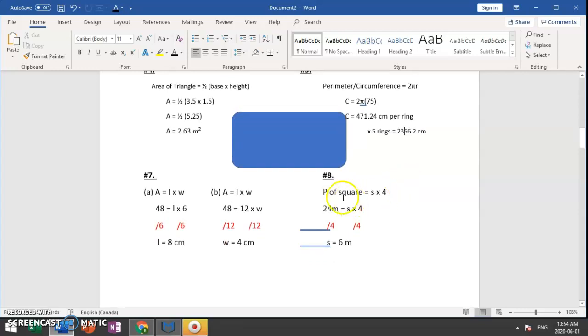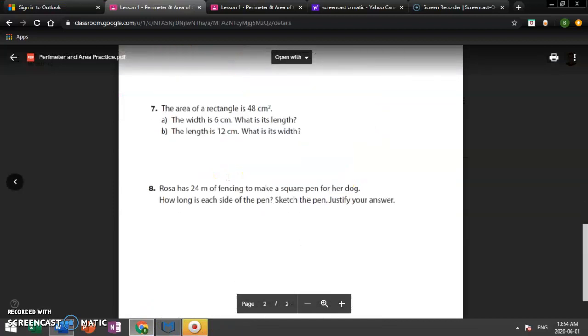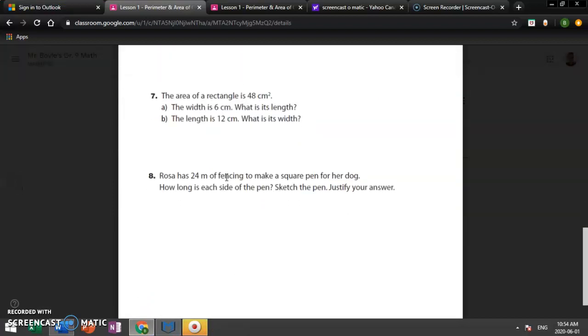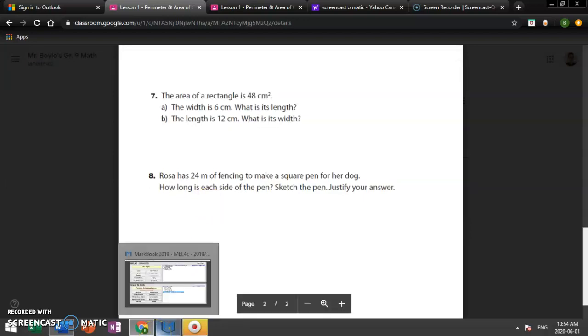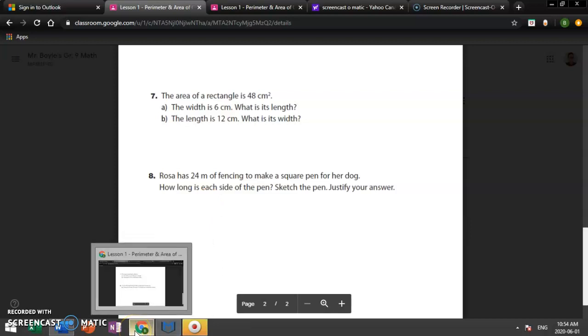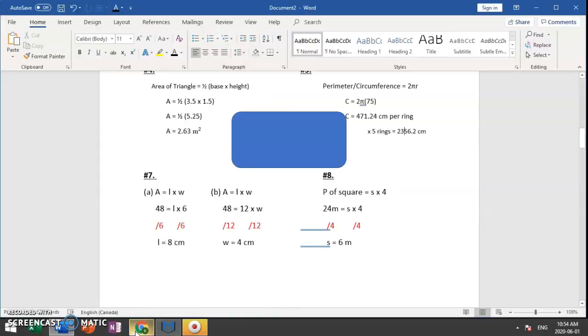And then let's go over one more. Number 8, let's do 8. Rosa has 24 meters of fencing to make a square pen for her dog. How long is each side of the pen? Sketch the pen, justify your answer. I didn't sketch it, but a square, we know a square is the same length on all 4 sides. So we just got to do a little algebra.